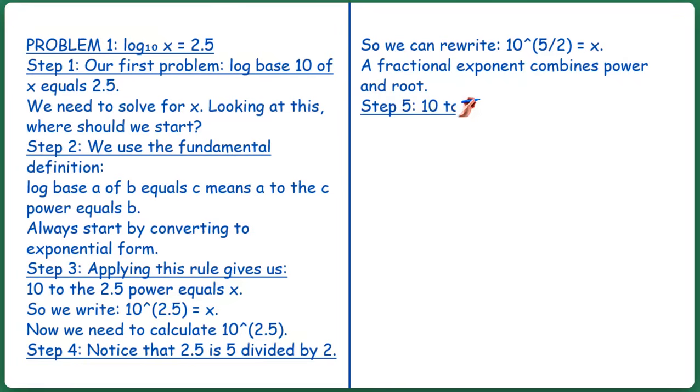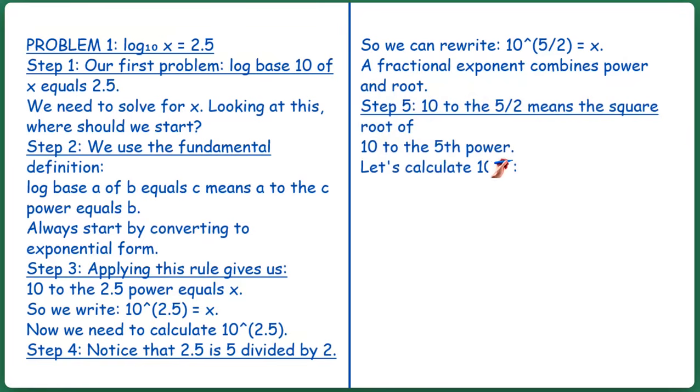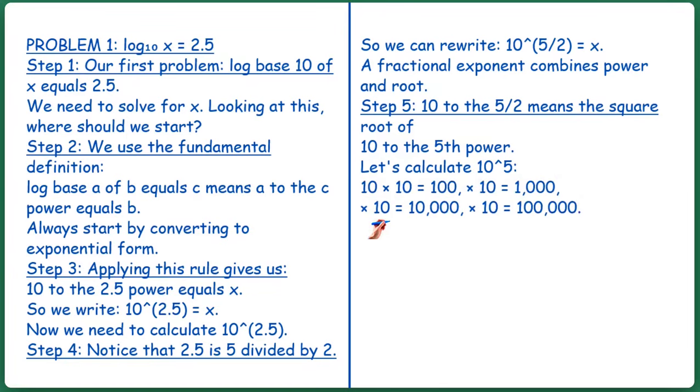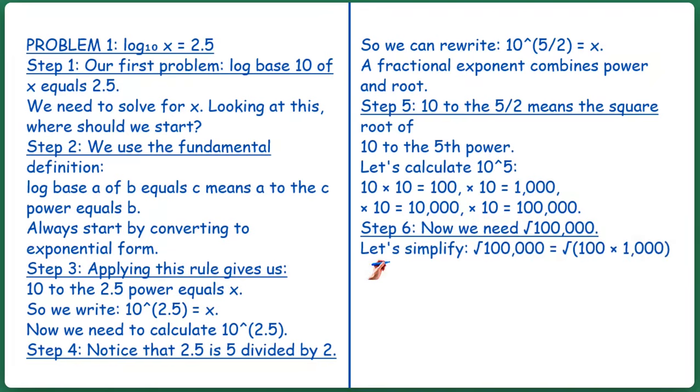Step 5. 10 to the 5 halves means the square root of 10 to the 5th power. Let's calculate 10 to the 5th. 10 times 10 equals 100, times 10 equals 1,000, times 10 equals 10,000, times 10 equals 100,000. Step 6. Now we need root of 100,000. Let's simplify. Root 100,000 equals root 100 times root 1,000 equals 10 times root 1,000.